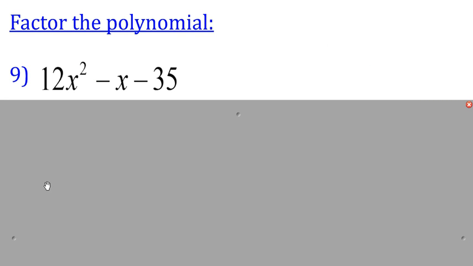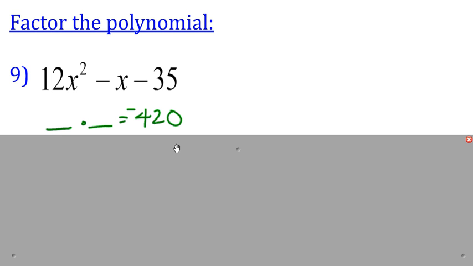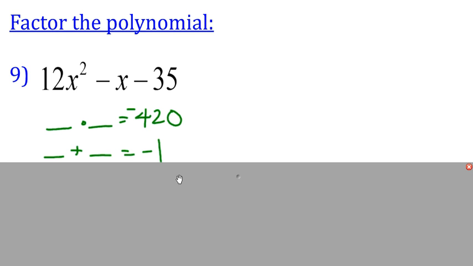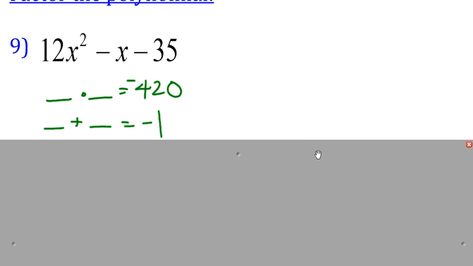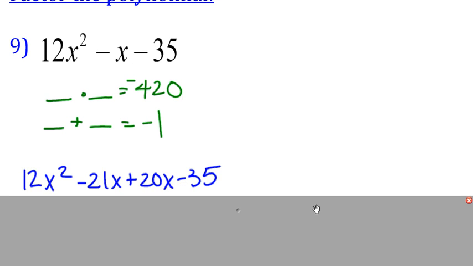Here we have our polynomial, and again you look to see, does it have a greatest common factor? It does not. So then we're going to take our leading coefficient times our constant. So we have to think, what times what equals -420, and what plus what equals -1? If I find a number pair that works for both of those rules, I'm going to take my quadratic and write it in 4 terms. I can use a -21 and a +20 to multiply to get -420 and add to get -1.